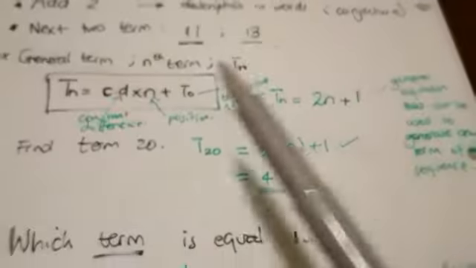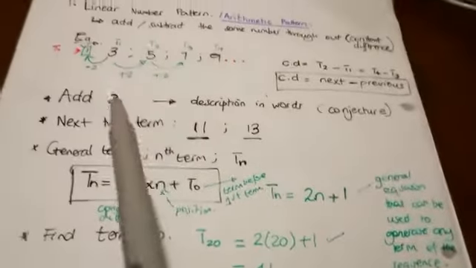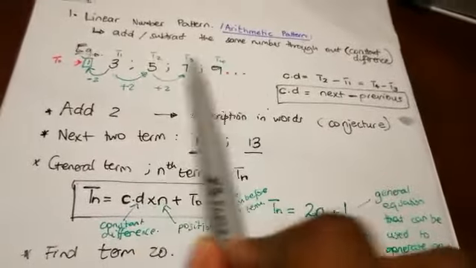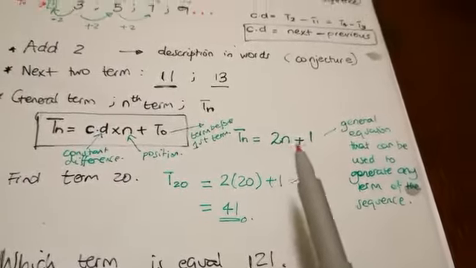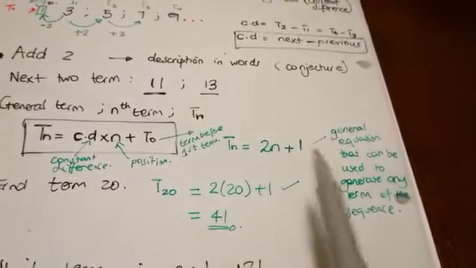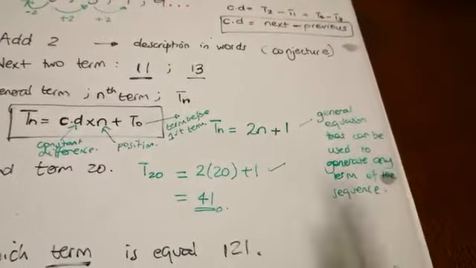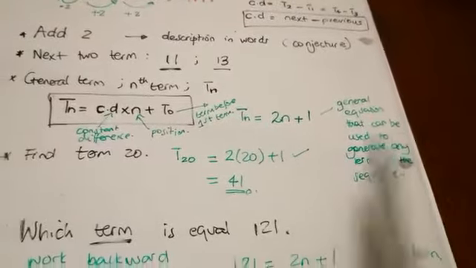Okay. So that means the equation for finding any term that belongs to this number pattern would be determined by this equation: Tn is equal to 2n plus 1, which is what I've written here.